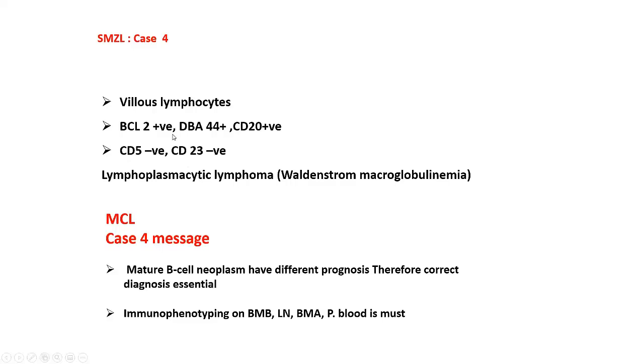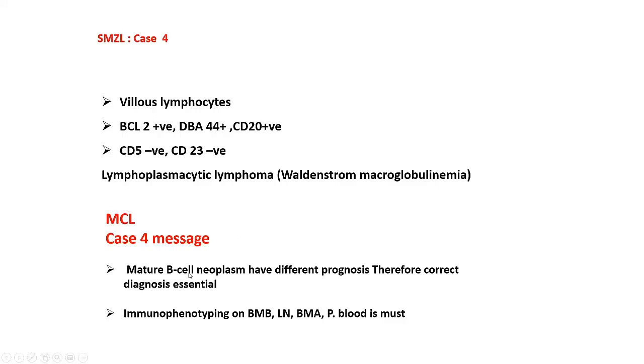Then we have villous lymphocytes. If these are seen, that is seen in splenic marginal zone lymphoma. If we come across plasma cells along with plasmacytoid lymphocytes, it could be what we call Waldenstrom macroglobulinemia or lymphoplasmacytic lymphoma. So these all come under a major group of mature B-cell lymphomas.